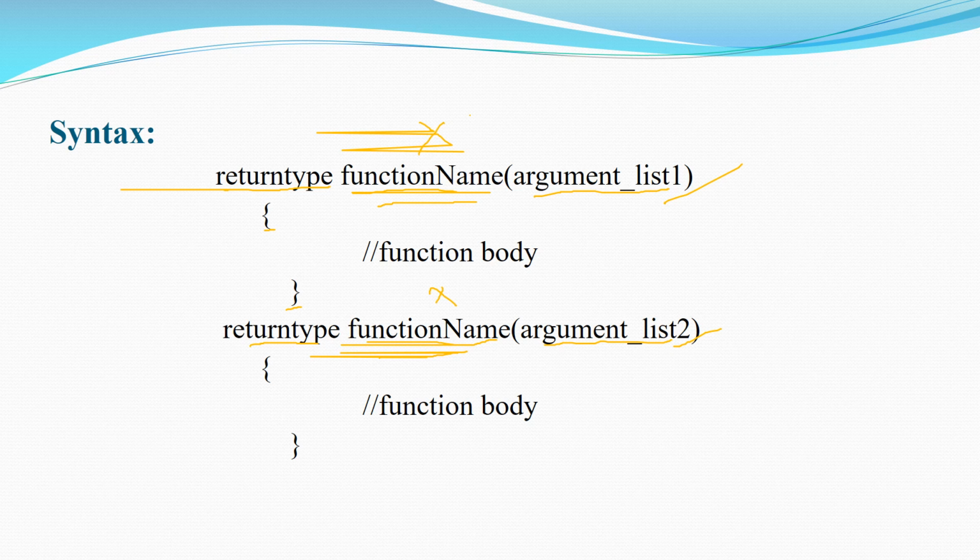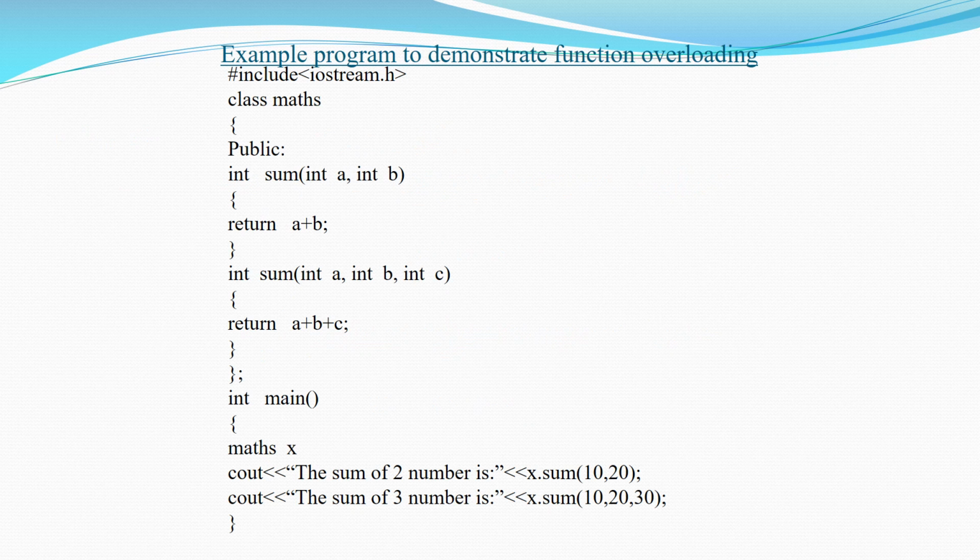Once we go through an example, we can clearly understand how we are going to create function overloading in this chapter. Coming to this example, we have a small program for the sum of two numbers and the sum of three numbers.